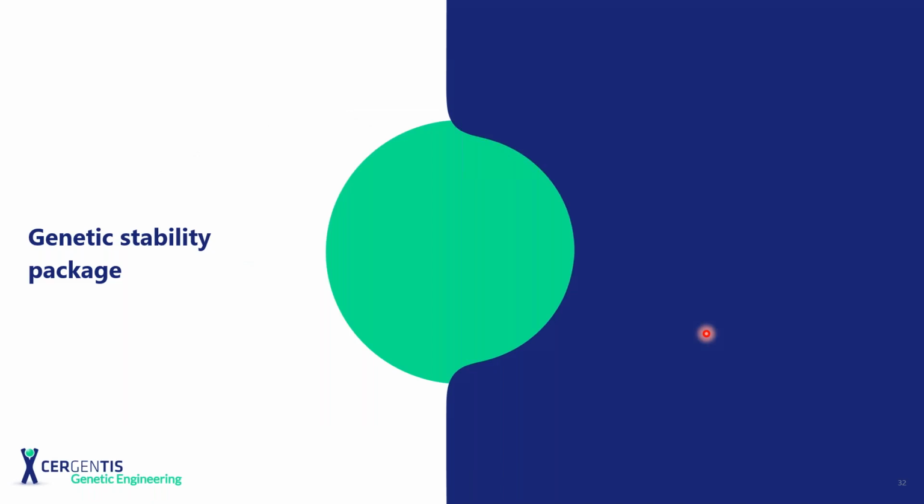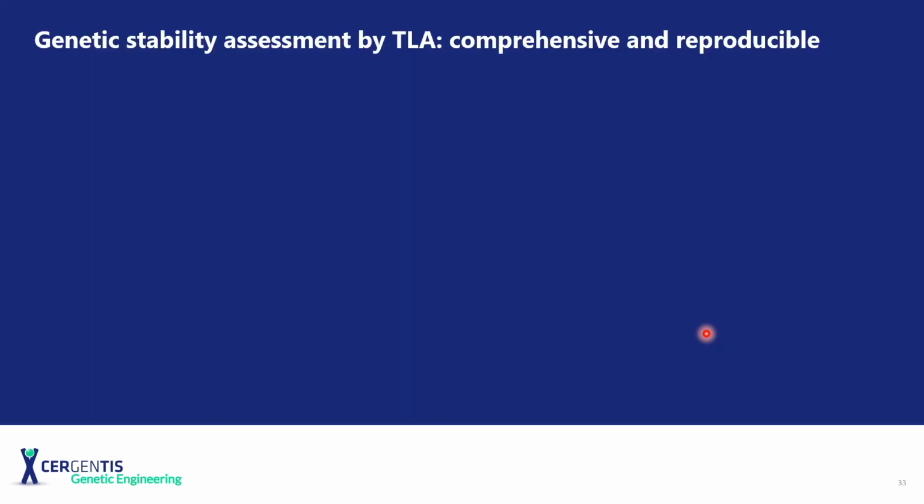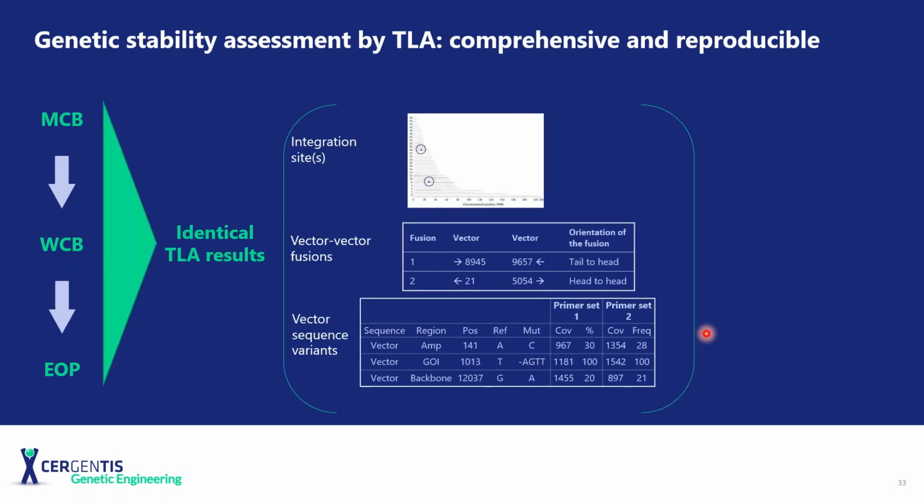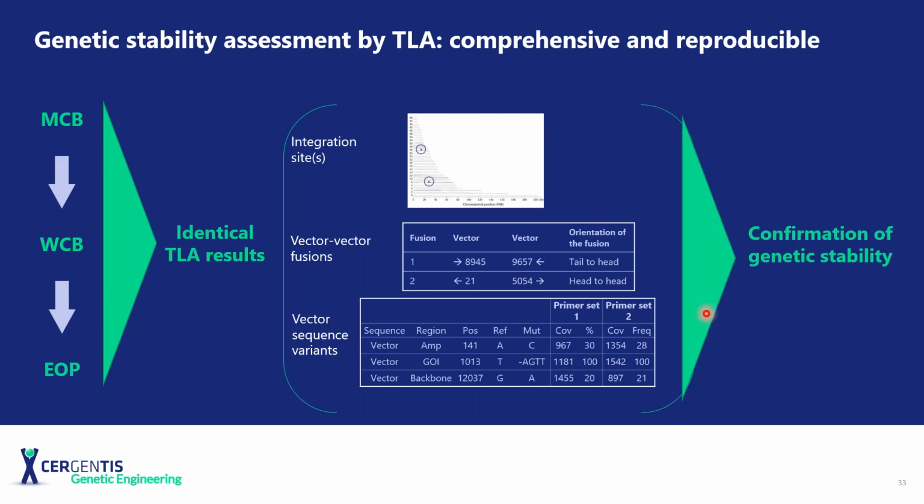Now moving to the genetic stability package, the FDA requires providing data from at least 2 of these 3 cell banks. But most of our customers typically analyze all 3: the master cell bank, the working cell bank, and the end of production. Similarly to what we do with the clonality study, we first perform TLA on the master cell bank to determine the genetic makeup of the line, and subsequently we analyze the downstream clones. If they yield exactly the same integration size, the same concatemer patterns, and the same mutation profiles, we can deduce that the cell line is genetically stable.